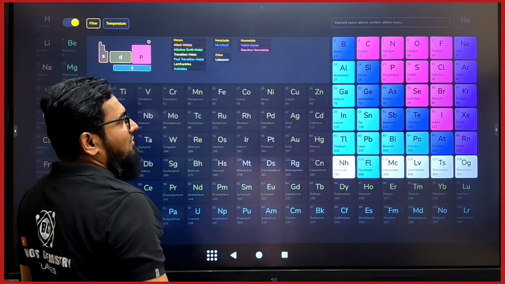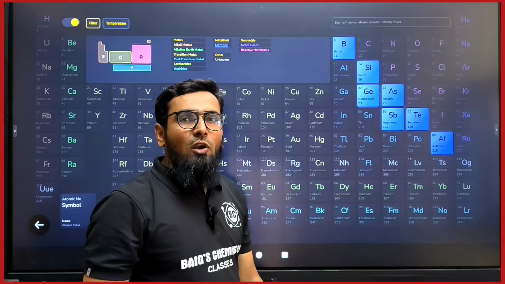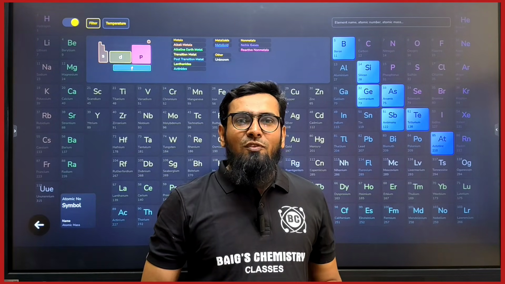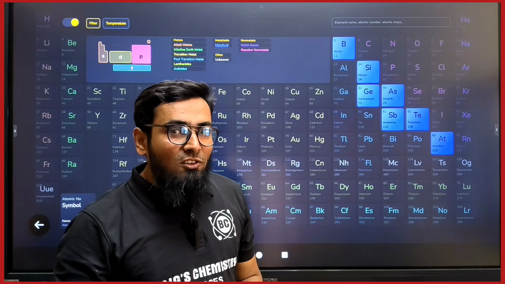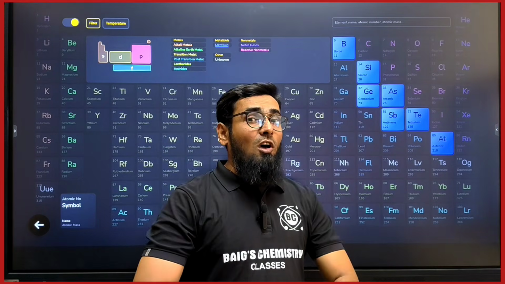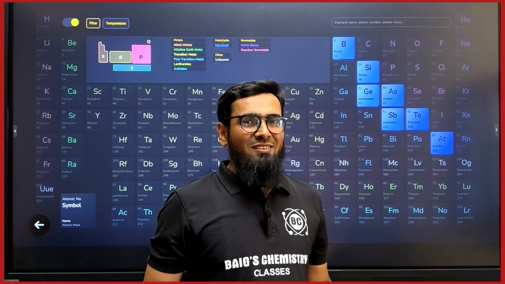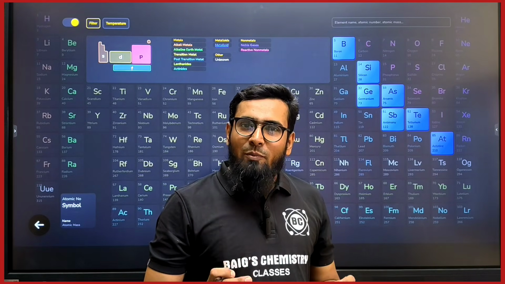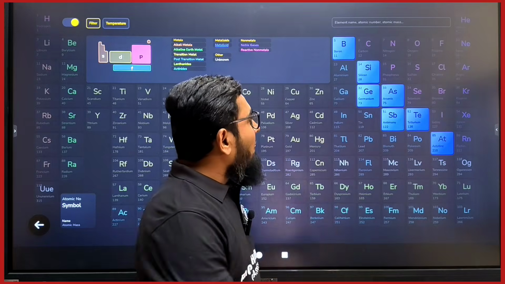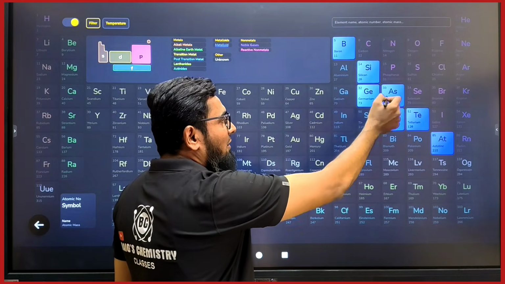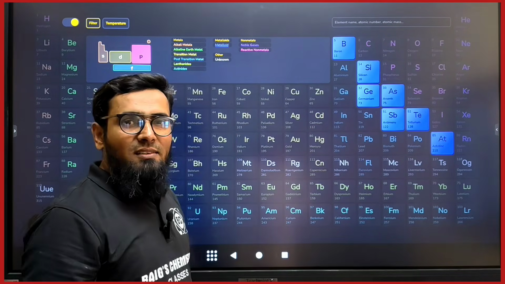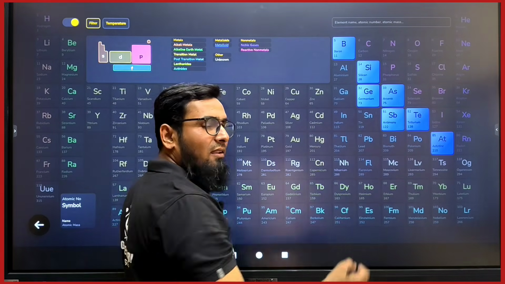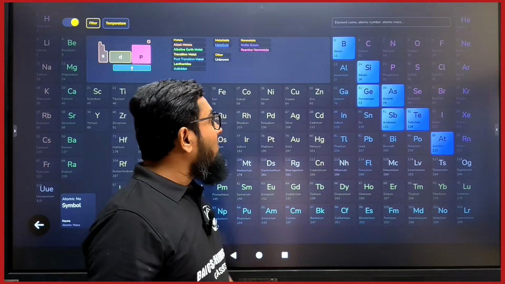Now what are metalloids? Students, metalloids are highlighted. Metalloids are those elements which have some properties of metals and some properties of non-metals, not all properties of metals and all properties of non-metals. So metalloids or semi-metals have some properties of metals and some properties of non-metals. What are those? Boron, silicon, germanium, arsenic, antimony, tellurium and astatine. Okay, how many are in number? 1, 2, 3, 4, 5, 6, 7. That number also you have to remember.